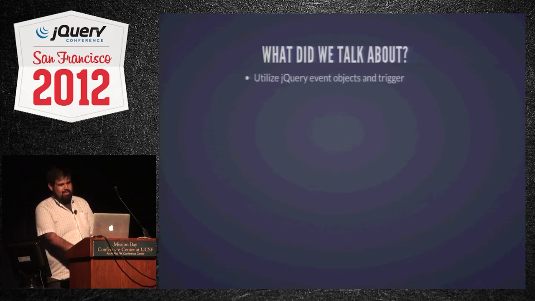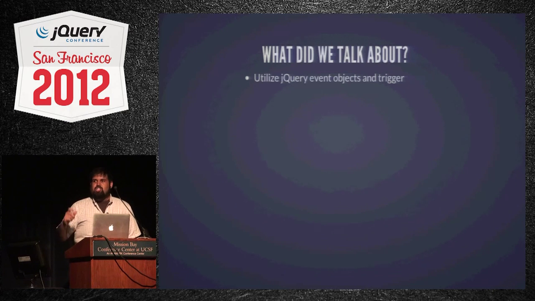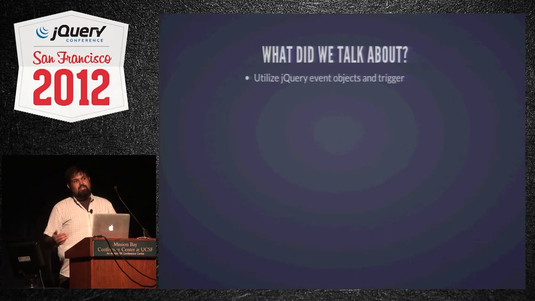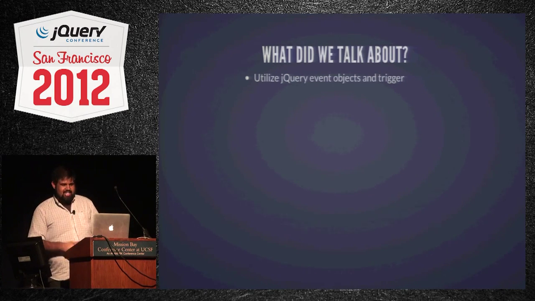Okay, so basically in summary, we talked about how to utilize jQuery's event objects and triggering events programmatically through your code, and using that to be able to make sure and verify that what you expect to happen actually did happen.